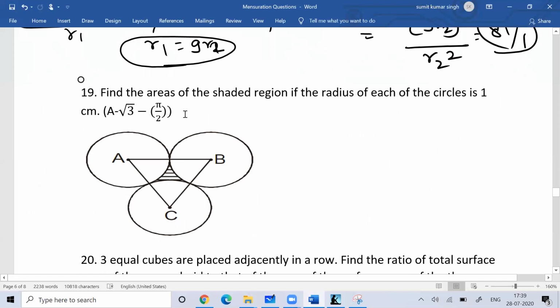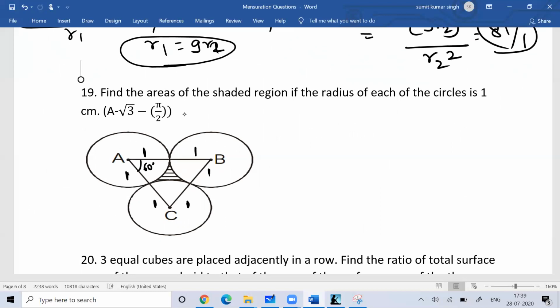Find the area of the shaded portion. So you can understand where the radius of the circle is 1. So the radius of the circle is 1. You can see this. The radius of the circle is 1, and you understand this is an equilateral triangle, so the angle would be 360 degrees.